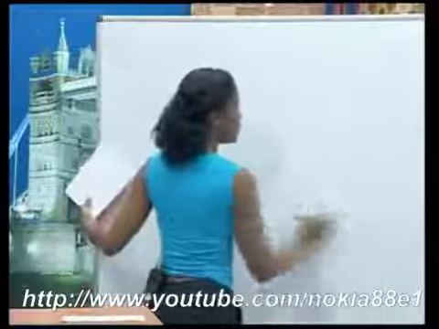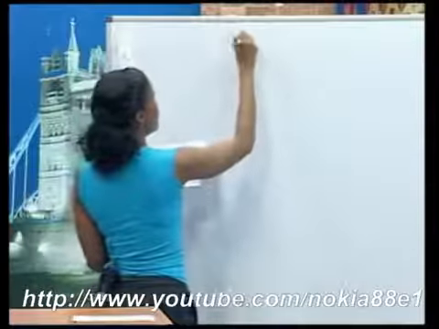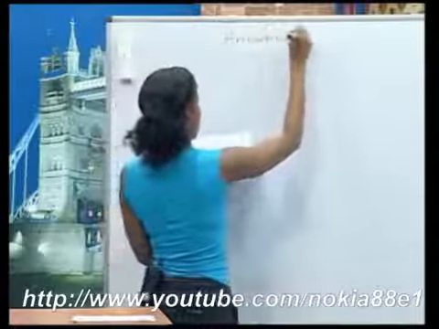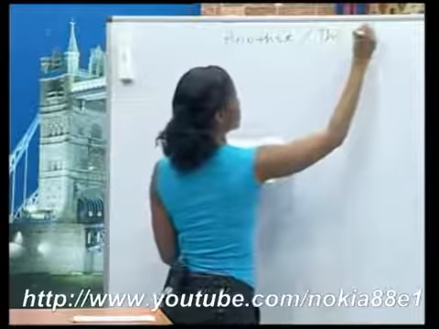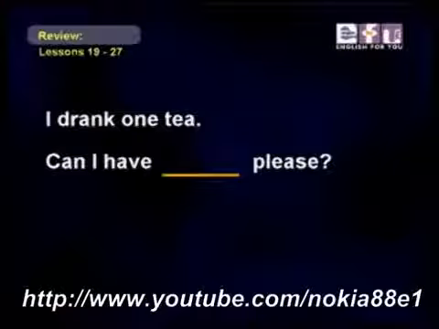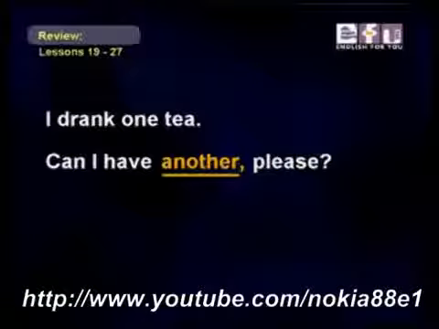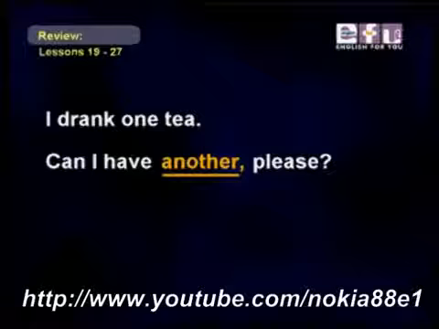Now we want to use either another or the other. Okay? All right, the first one is for Alberto. I drank 1 tea. Alberto, can I have another one, please? I drank 1 tea. Can I have another one? Okay. I drank 1 tea. Can I have another, please?